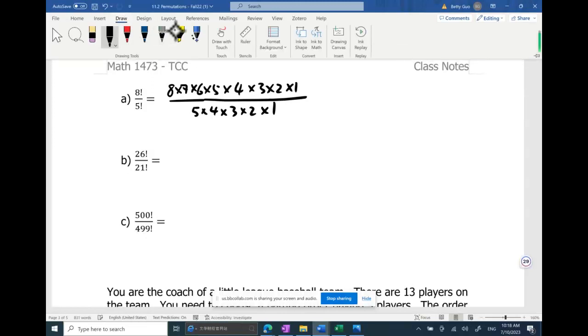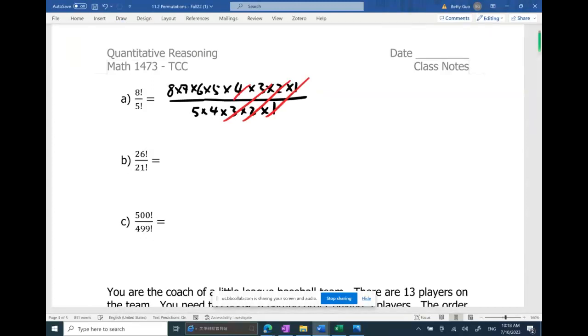And then we cancel the common factors from the numerator and the denominator. So the denominator becomes 1, and the numerator is 8 times 7 times 6. Then you can use your calculator to figure out what 8 times 7 times 6 is. It is 336.